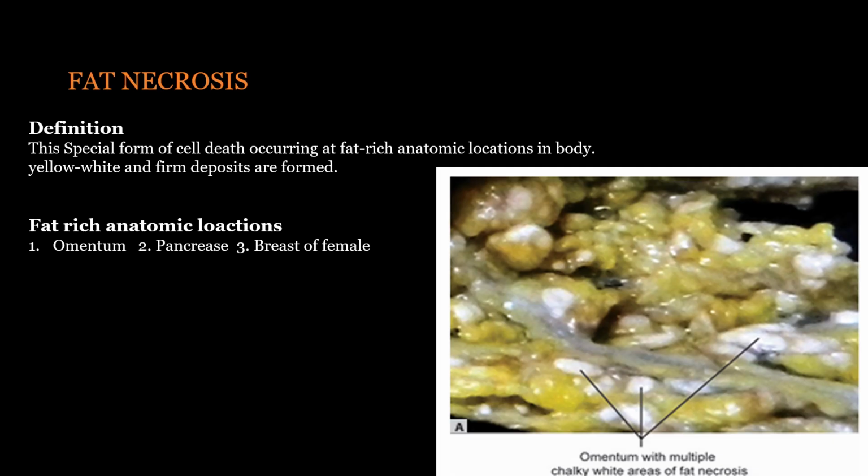One high yield thing for you to know is that yellowish white firm deposits are formed in fat necrosis. If you look at this picture here, you will see yellow and white deposits. These yellow and white deposits are the hallmarks of fat necrosis. And where does fat necrosis occur? In fat-rich anatomic locations. Example, the omentum, the pancreas, and the breast in females. And what are the causes of fat necrosis? Acute pancreatitis and inflammation are the main causes of fat necrosis.